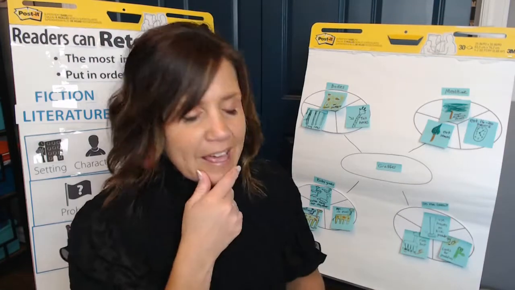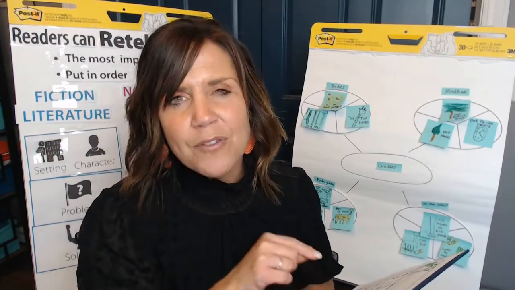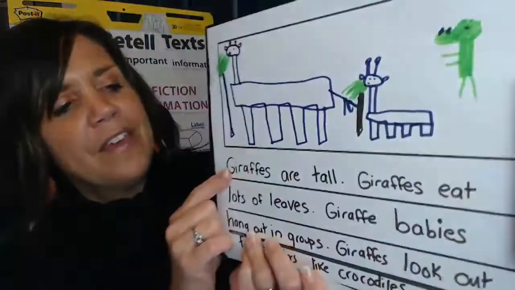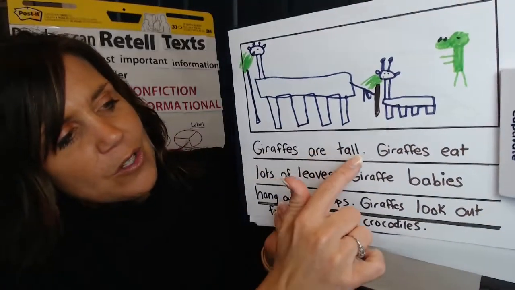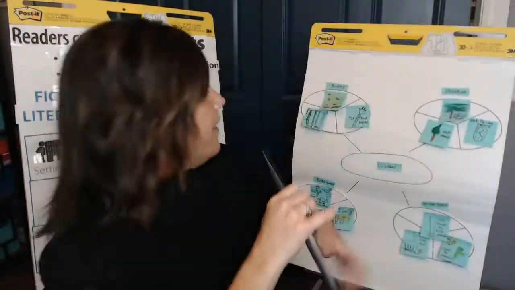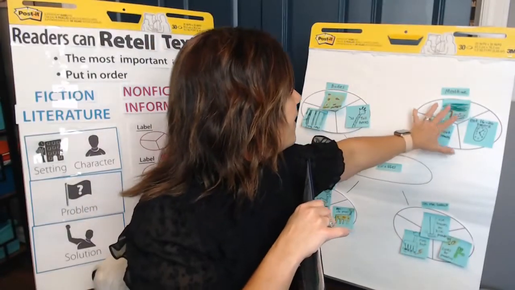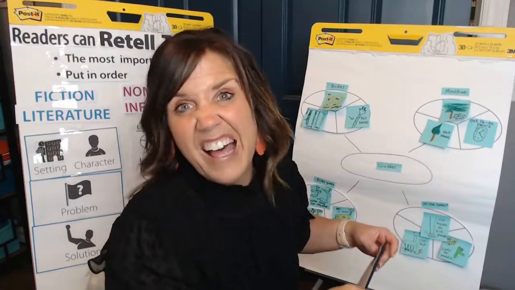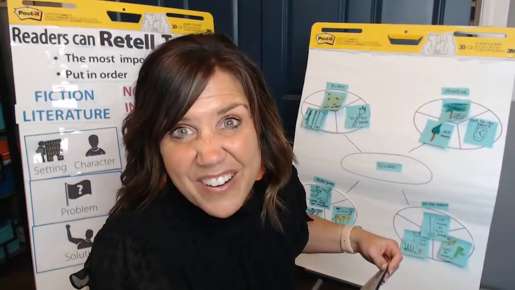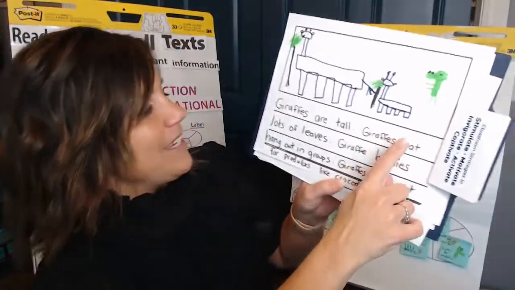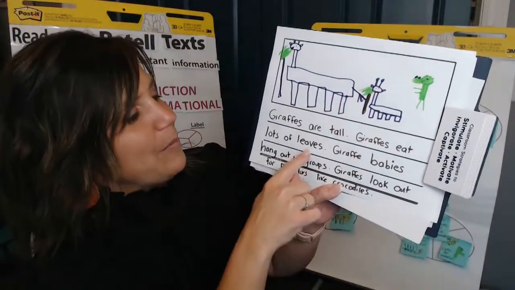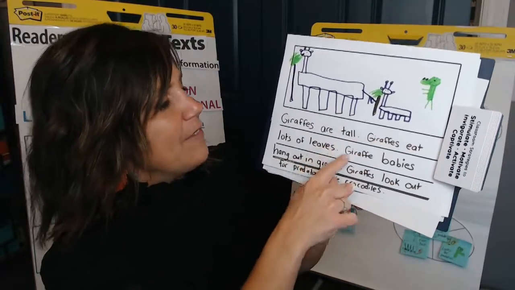So how could I say that? I think I'm just going to write giraffes are tall. See that there? Giraffes are tall, period. There's a sentence off of that. And then they eat a lot of leaves, don't they? Giraffes eat lots of leaves, and I've got them eating leaves in the picture even. Giraffes eat lots of leaves.